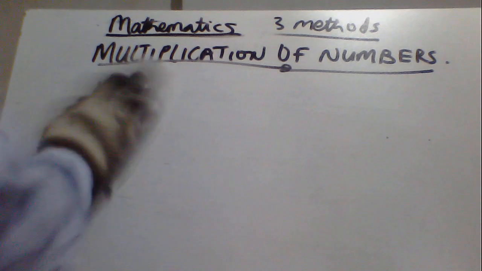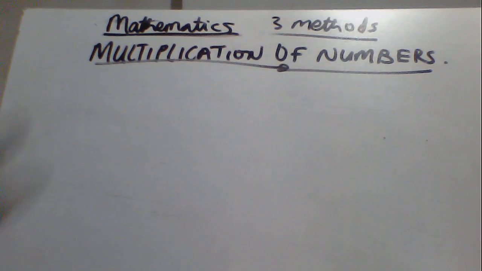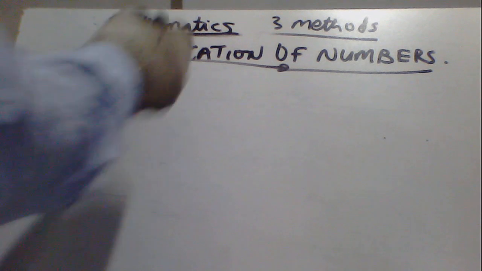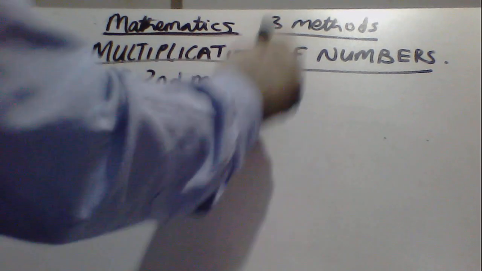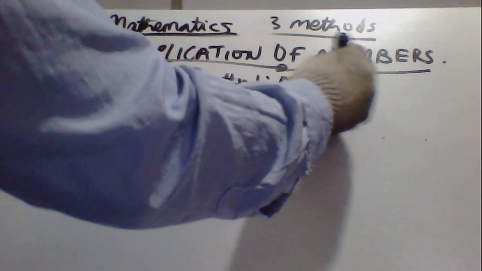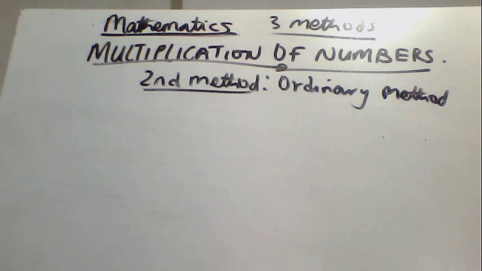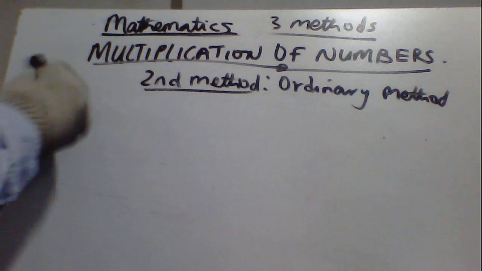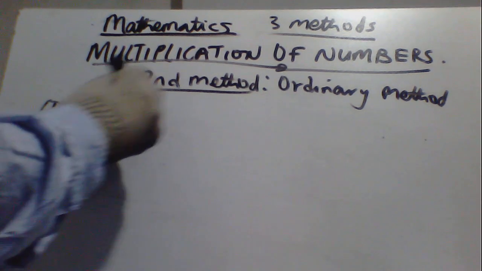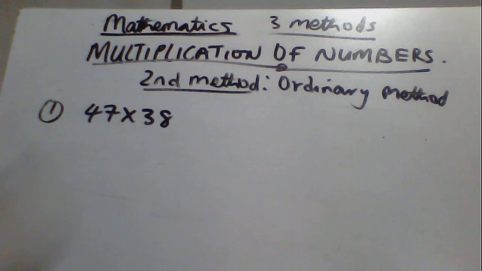The second method is the ordinary method you use in secondary school. So this method is still useful even in examination time. For example, we are given 47 times 38.